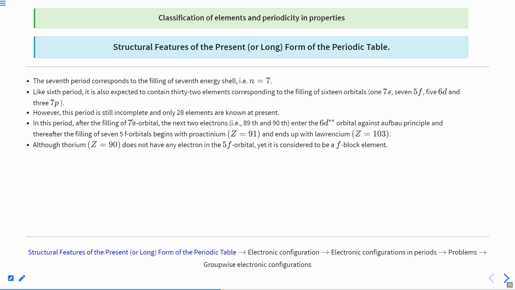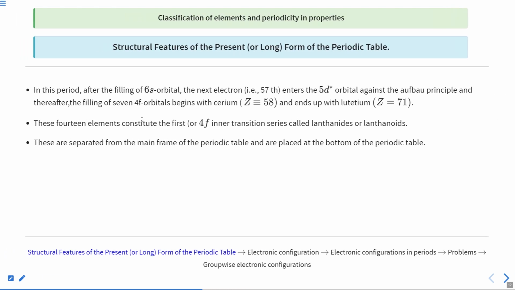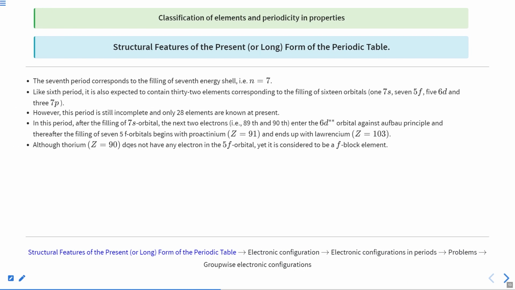Clear? Now again we have f orbitals. Initially we had the 4f orbital, and these are 5f orbitals. The series in which the 5f orbital is filled is called the actinoids. They start with protactinium and end with lawrencium. Although thorium, Z equals 90, does not have any electron in the 5f orbital, yet it is considered to be an f-block element. So thorium has no electron in the 5f orbital, but it is still an f-block element.